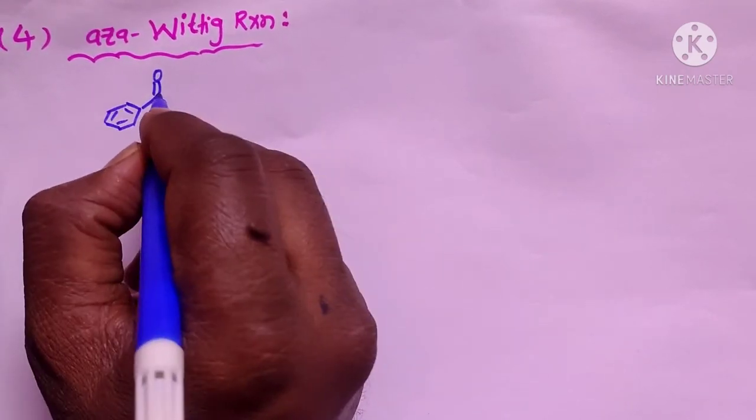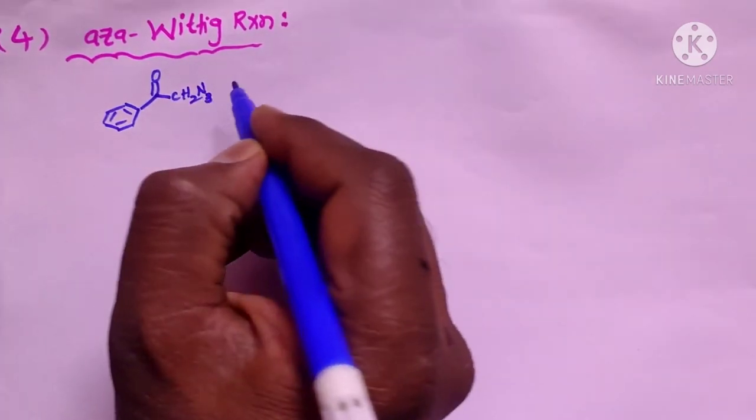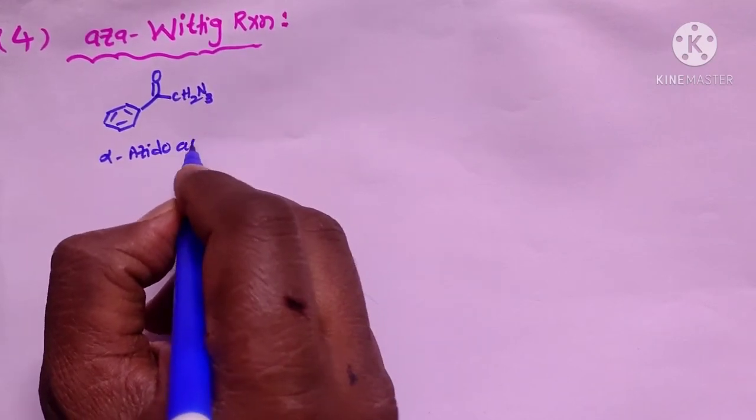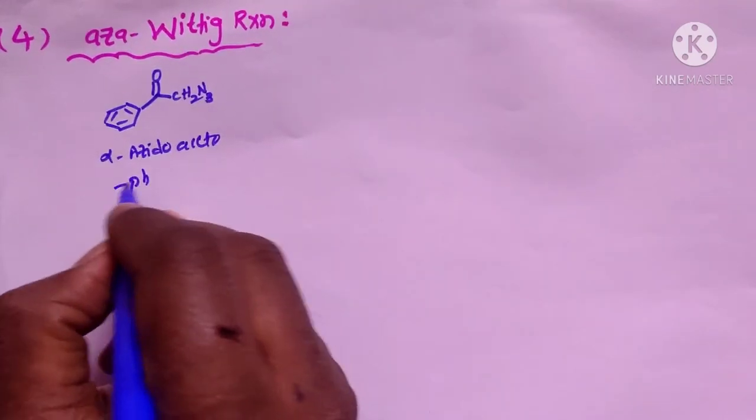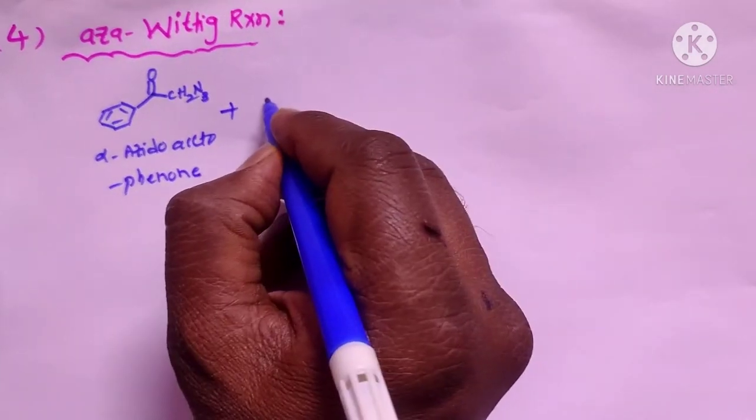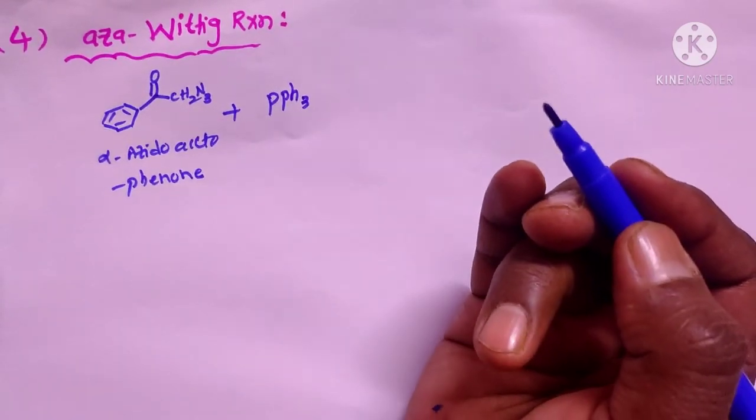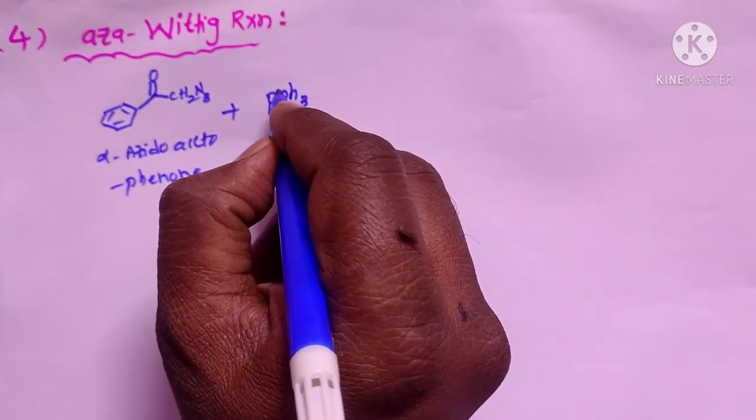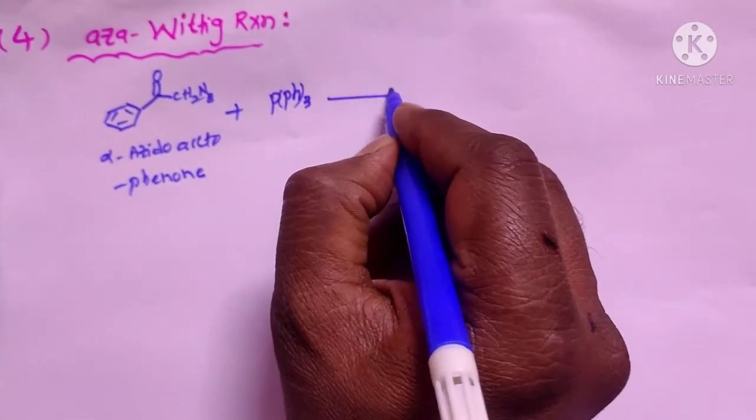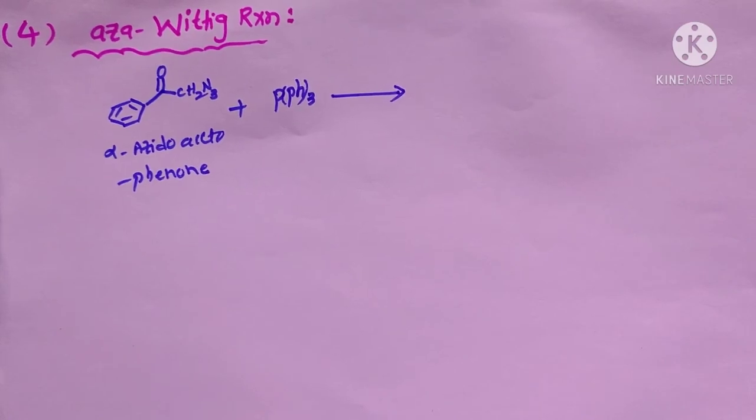So this is acetophenone. Now but here in the place of a hydrogen we are substituting azide, so it is known as the alpha azido acetophenone. Now then it is treated with the triphenylphosphine, PPh3. Otherwise, we can write it in the bracket also, triphenylphosphine. So on treating like this, what happens means we get the alpha phosphoryl ketone.